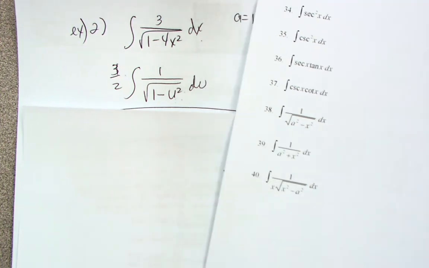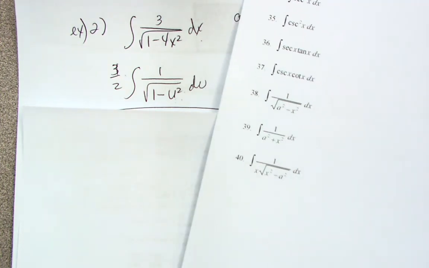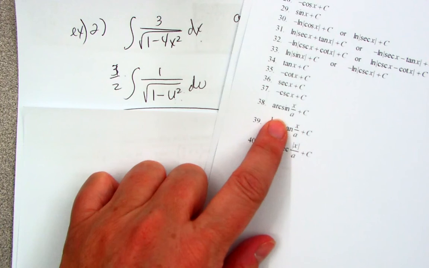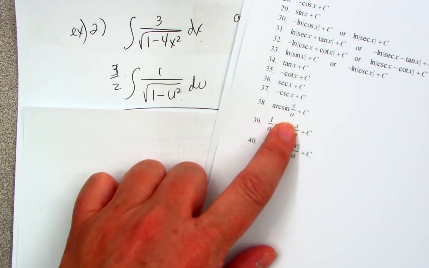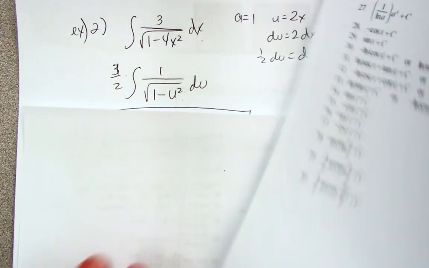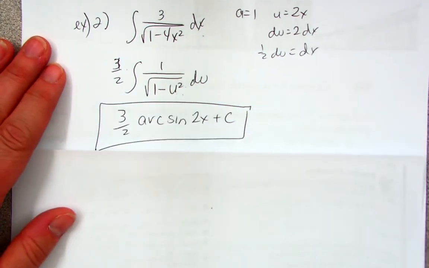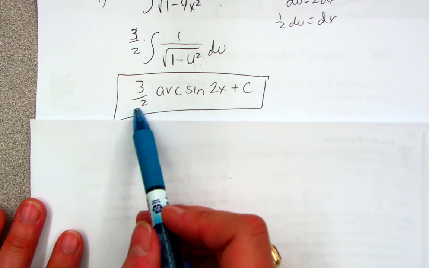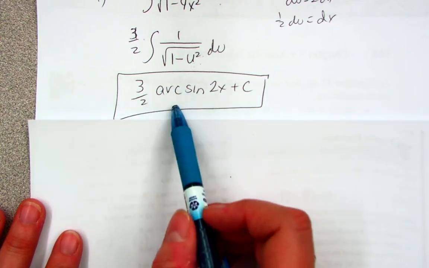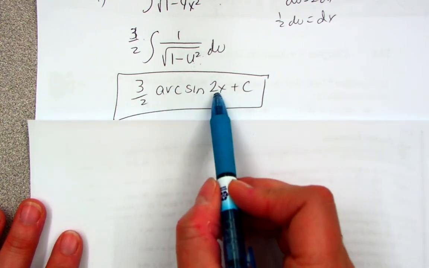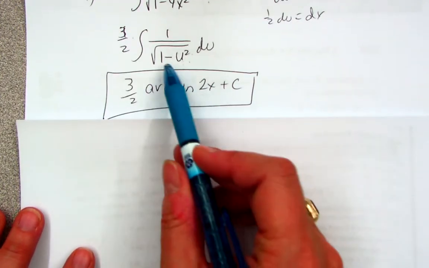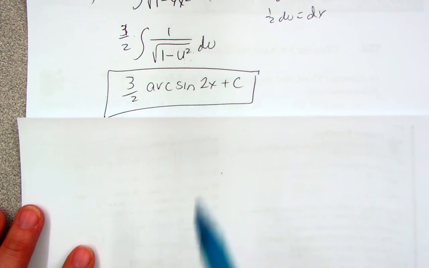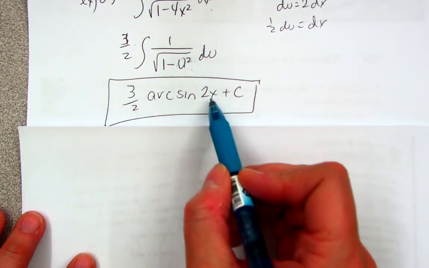So what is that? That is number 38. So that happens to be the inverse of sine. So I'm going to figure out what the x is, put it over the a, and plus my constant of integration. So my 3/2 inverse sine, or arc sine, and that's the x, right? That's what's in that placeholder, or what the u is. 2x over 1, I don't need to show the 1, plus my constant of integration. So it's what this u would be. That's what goes right here.